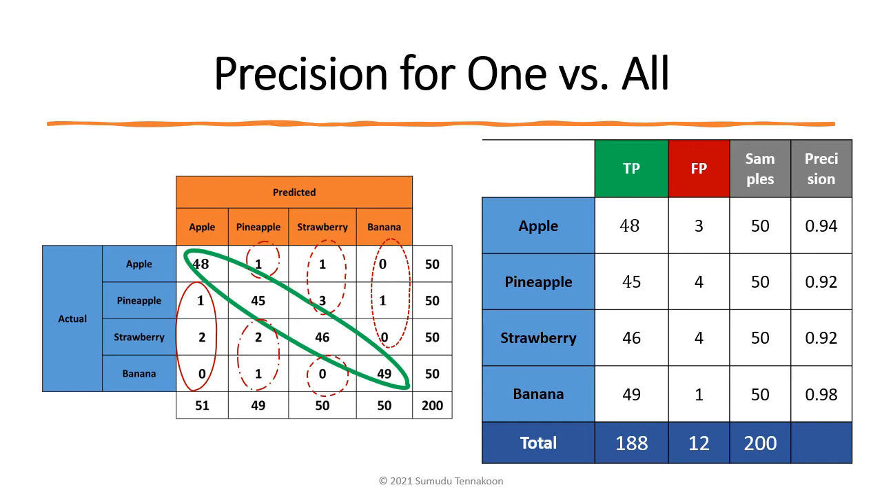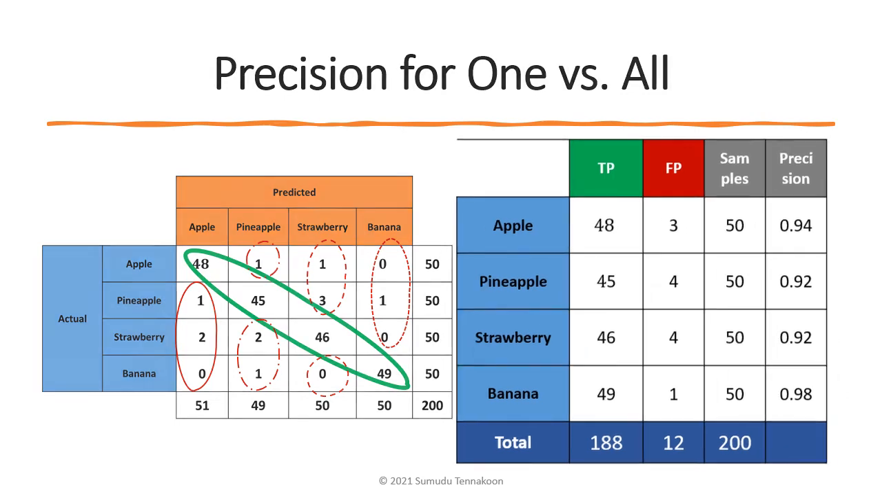For the pineapple, 0.92 is your precision. For strawberry it is also 0.92. And for banana, the precision is higher, 0.98. So this is what we can get as the precision if we consider one versus all type of classifiers.